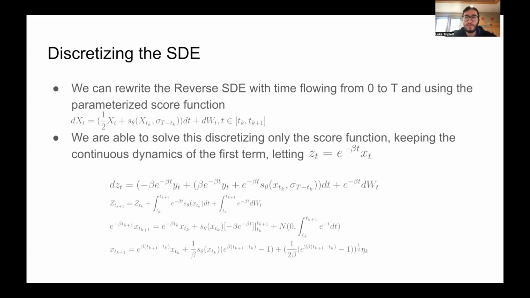So now, when we actually want to do the reverse sampling, we need to discretize the reverse process. And one important detail is that when we have this reverse process shown here, we're able to only discretize the score function and keep the continuous dynamics of the first term. And the derivation for this is shown here, but it looks very similar to a lot of the calculations we've done this semester, where we set up some other stochastic process in terms of our original and apply Ito's formula. But this is actually very important because it allows us to make a more accurate representation of the backwards process.